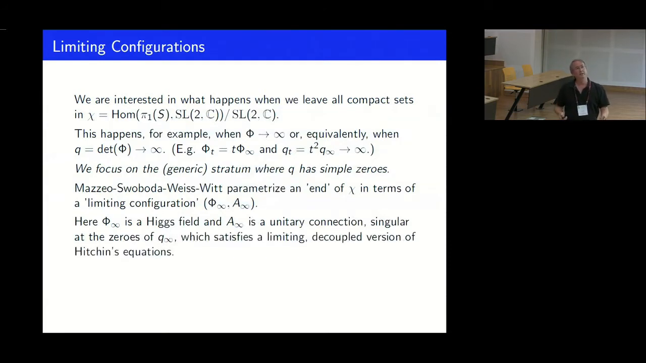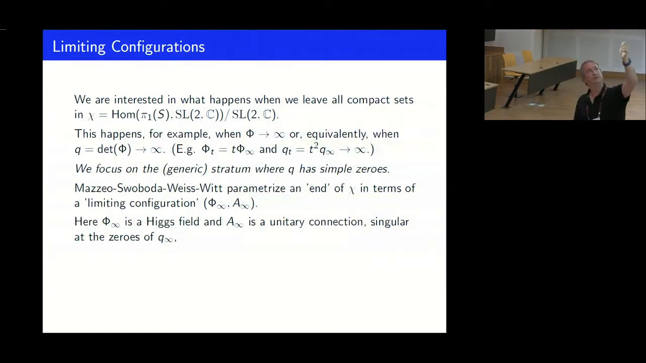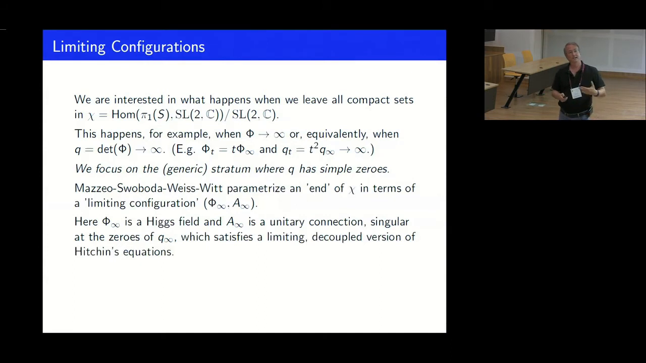Right. And what do these satisfy? So you remember phi and A satisfied Hitchin's equations. Now I have a sequence of pairs, phi and A, which satisfy Hitchin's equations. If you want to look at t times phi infinity and A sub t, you'd get pairs which satisfy a family of Hitchin's equations. Take a limit, and you get limiting objects which satisfy some limiting version of Hitchin's equations. And that's what they do. It turns out to be decoupled versions of Hitchin's equations, and that is their limiting object.